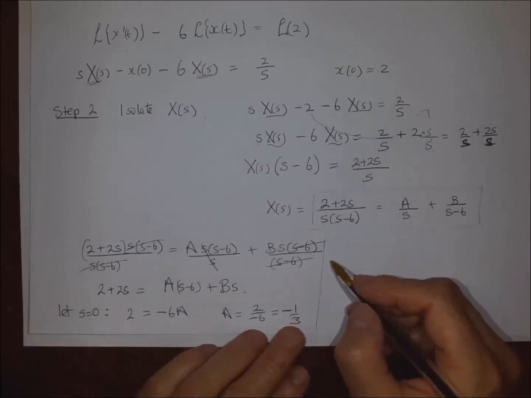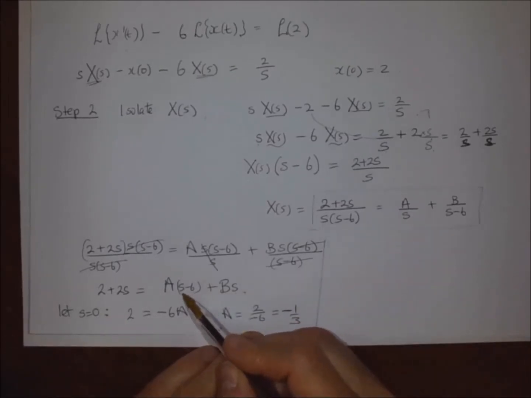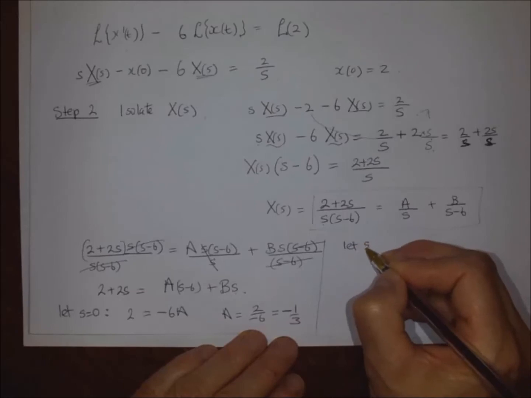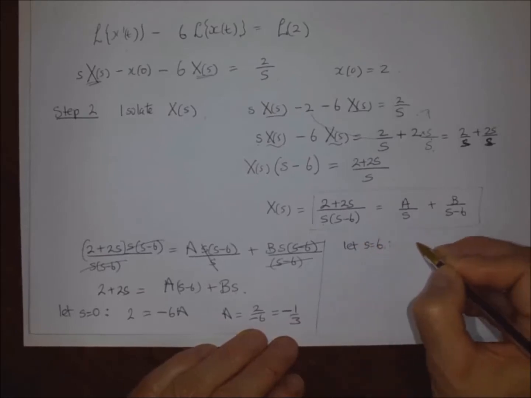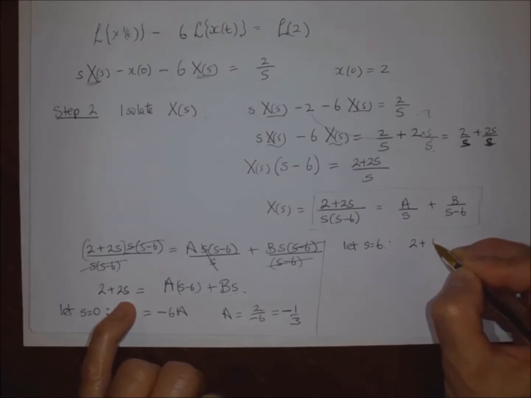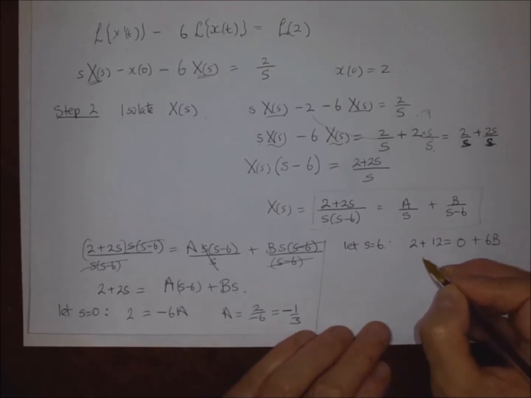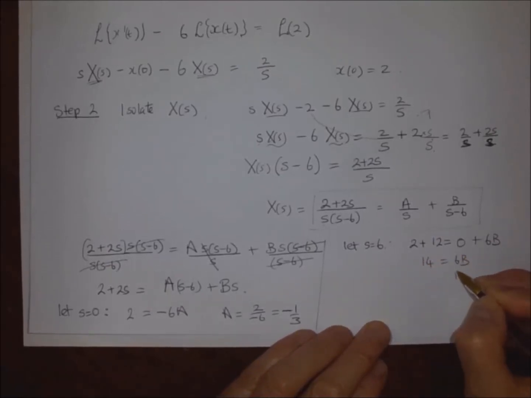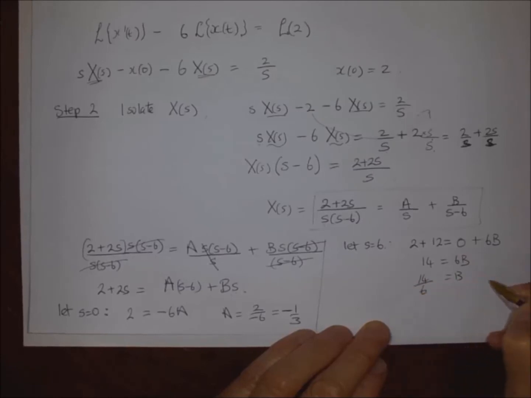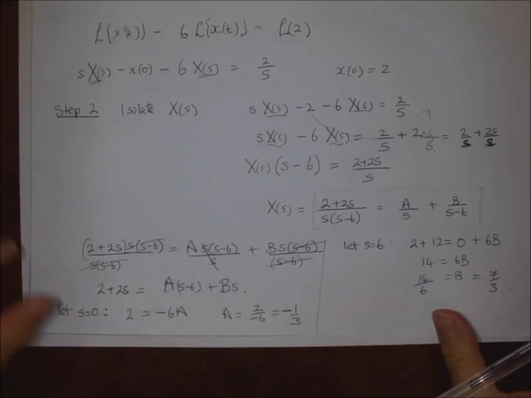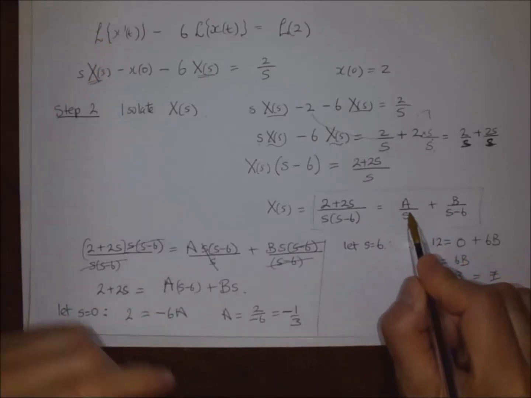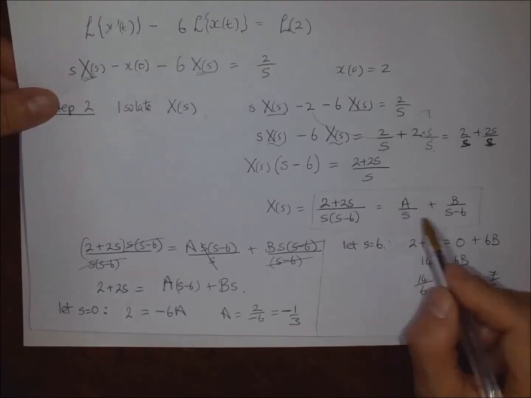And then to get B, if I let s equal 6, that will become 0. A will be eliminated, so let s equal 6. We have 2 plus 2 times 6, which is 12, equals 0 plus 6B. 14 equals 6B. B equals 14 over 6, which can be written as 7 over 3. So now we go back to the partial fractions equation and put in A and B.